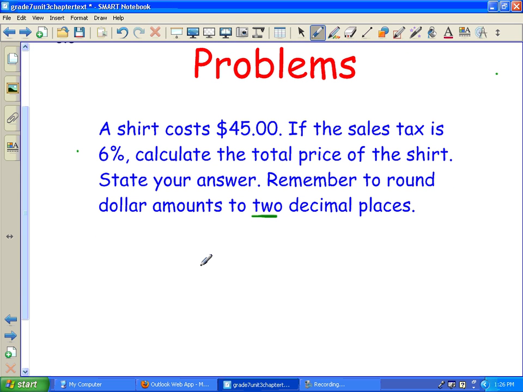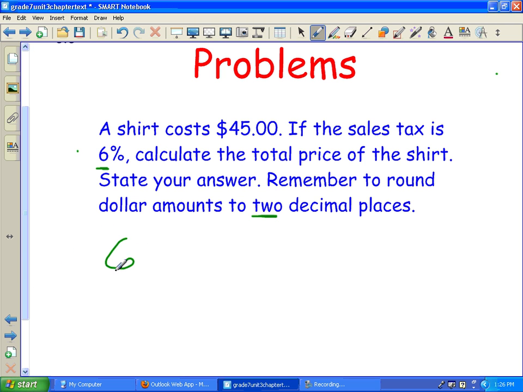So remember what sales tax is. Sales tax is, for every dollar you've got to pay, so many cents in tax. In this case, it's 6%. So 6% means for every $100 you spend, you've got to give $6 extra in tax. Now, just to get a rough idea, $45 is about half of 100. So you'd expect your sales tax to be about half of $6, somewhere in the range of about $3. So let's see if we're right.